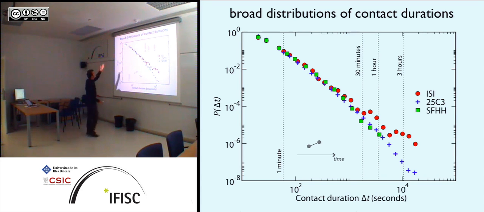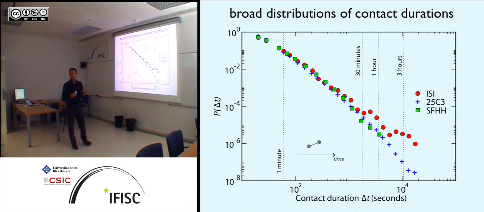What you see is that the distribution of contact duration obeys the same scale. Okay? It's pretty much the same. Of course, you start having deviation here, but they're mostly due to finite size effects. This was a much larger conference than the other.